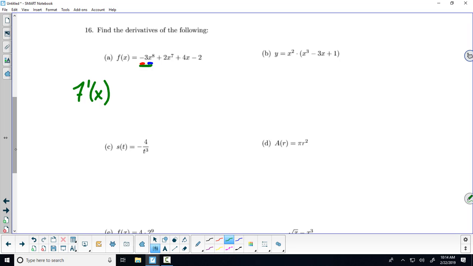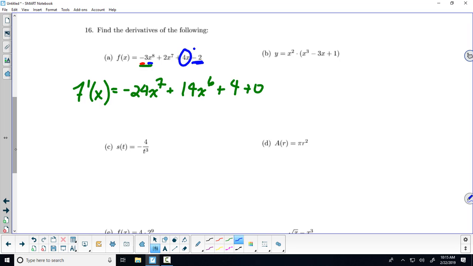So we talked about this first one already. This would give me minus 24x to the 7th plus 14x to the 6th plus 4, and I'm going to go ahead and write it this first time. I'll write plus 0. Doesn't matter. You write minus 0, it doesn't matter. Normally we just don't write that, but I want to emphasize what happened for this last term. This last term is called a constant term, and the derivative of a constant is 0.